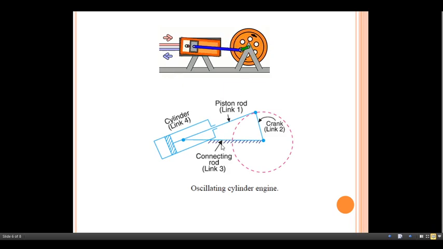In this case link number 3 will act as a connecting rod. This is the fixed link here. The link number 2 is here. Whenever the input motion is given for this crank, the crank will start to move about this point. So this indicates link number 1. At the same time, the cylinder is nothing but link number 4. Here the rotary motion is converted into oscillating motion of this cylinder. That's why the name given for this one is oscillating cylinder engine.